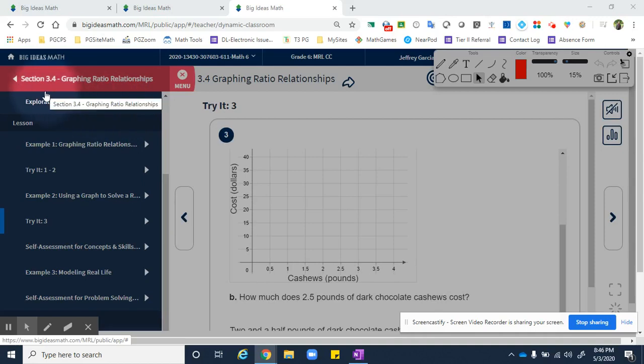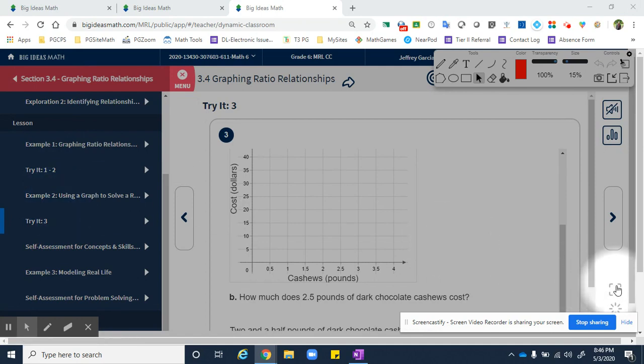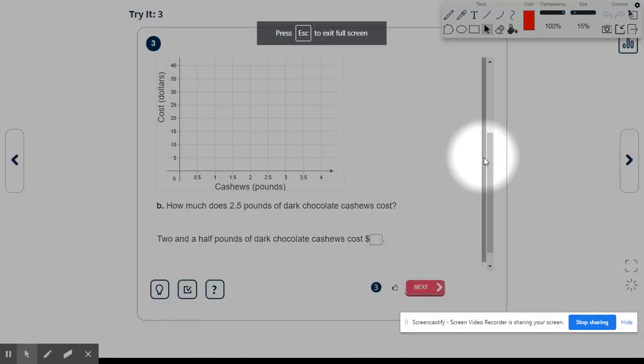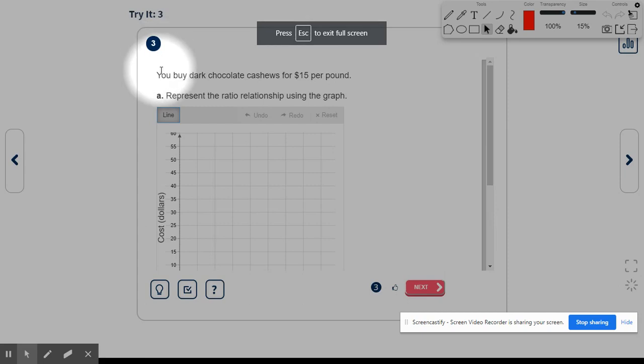Hello students, for this video we will be using graphs to solve ratio problems. I will be doing Try It number 3. It's under section 3.4, under example 2. Let me maximize this problem and let's read number 3.